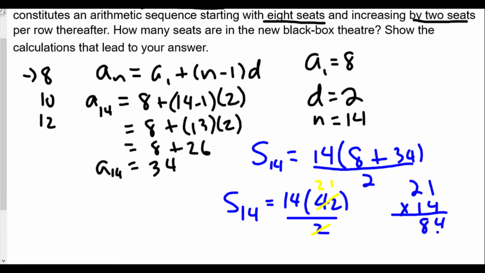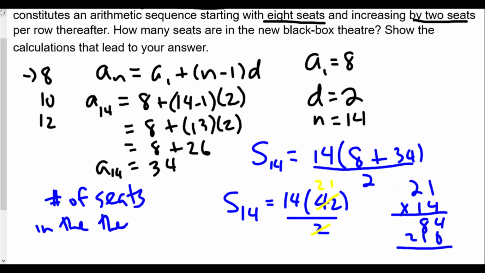That's 84. Okay, drop the 0. We get a total of 294 seats. So, the number of seats in the theater is 294.